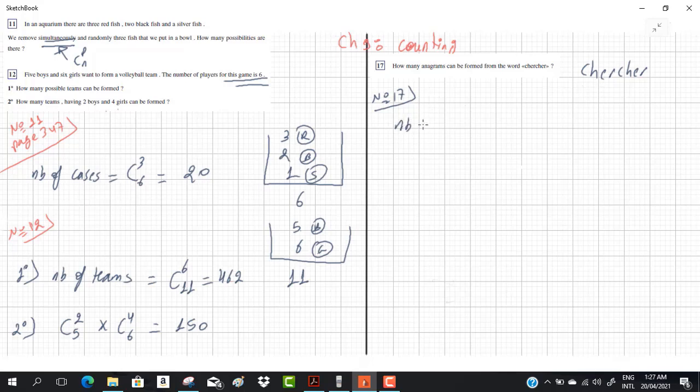How many letters do we have? Number of anagrams equals, 1, 2, 3, 4, 5, 6, 7, 8. 8 factorial divided by the factorial of the repeated letters. C is repeated 2 times, so 2 factorial. H is repeated 2 times, 2 factorial. E is repeated 2 times, 2 factorial. And R is also repeated 2 times, so it's 2 factorial.